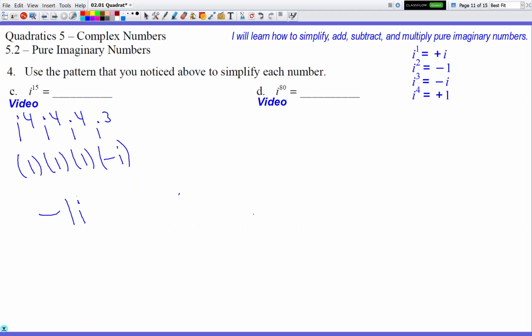Oh my goodness. i to the 80th power. We really need to change this problem because I don't really want to write i to the 4th that many times, but I guess I will. So let's just do it. Let's get it over with. So i to the 4th.